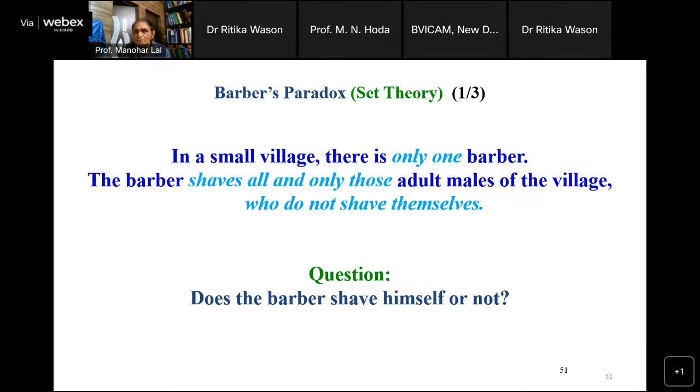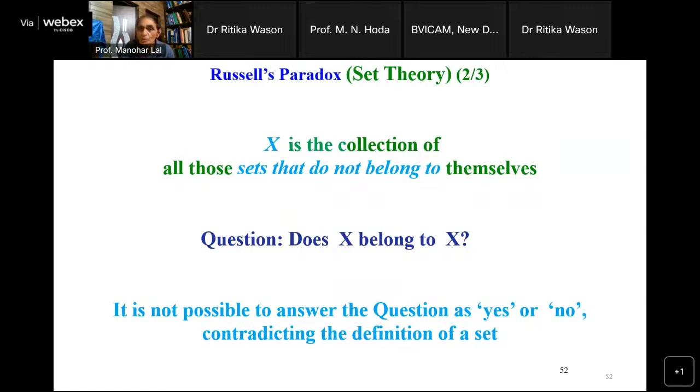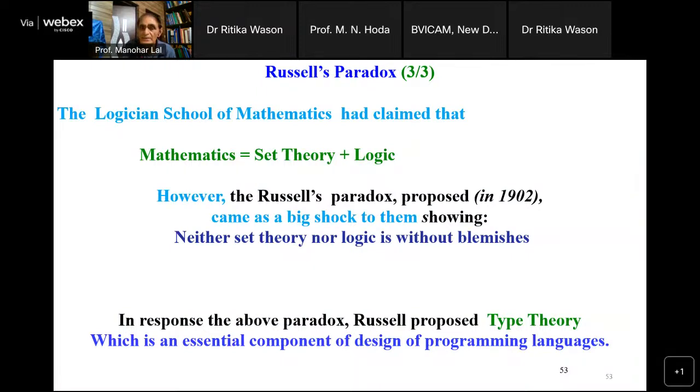This is an apparent paradox, and it can be generalized: if X is the collection of all those sets that don't belong to themselves, then the question is, does X belong to X? Because X consists of only those sets which don't belong to themselves, if X belongs to itself, it does not belong to X, and vice versa. This is not a simple paradox, friends. It shook the foundations of mathematics, particularly the logic school. They thought that mathematics can be expressed as set theory plus logic. But this paradox came as a big shock to the followers of this philosophy.